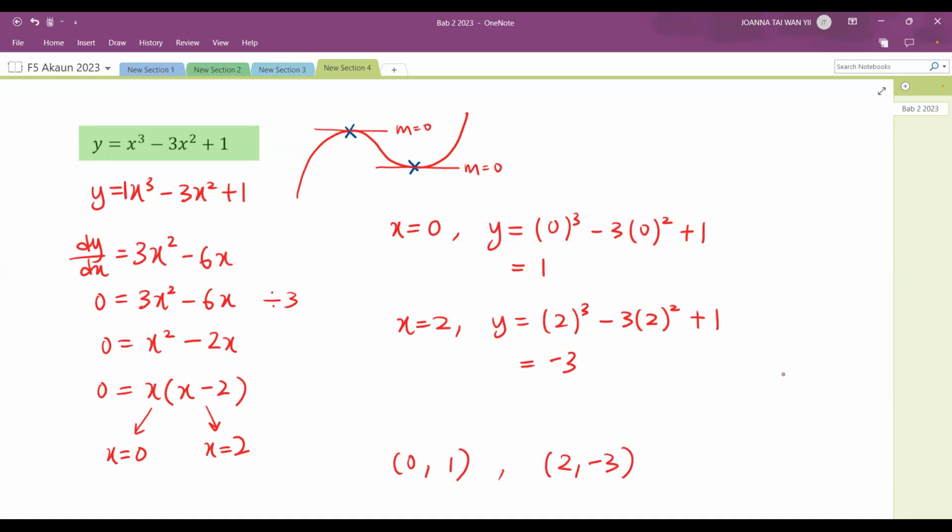So which one is the maximum point? Mana satu titik maksimum ini? You see the X lah. Tengok pasti X dia. So, kamu rasa ini (0,1), ini (2,-3), ataupun ini (2,-3), ini (0,1)? Which one is logical using the coordinate? Tengok X. Mestilah ini (0,1) makan. This is x is 0, then ini x is 2, so (2, negative 3). So maksudnya ini adalah titik maksimum, ini titik minimum.